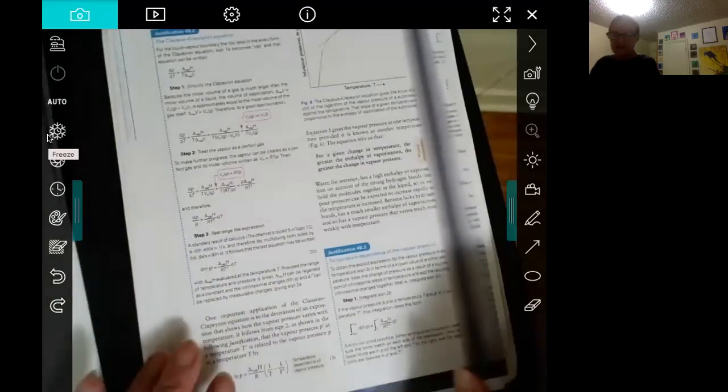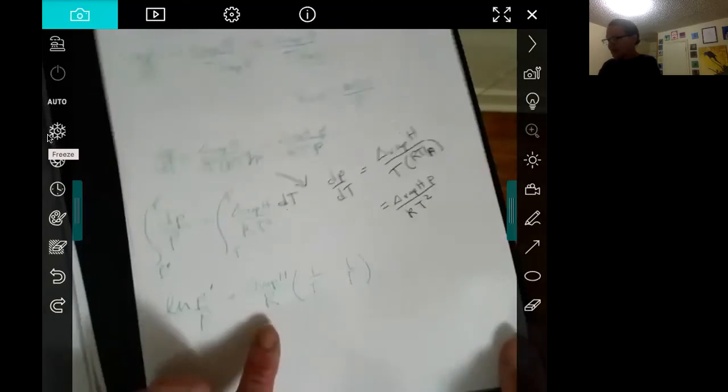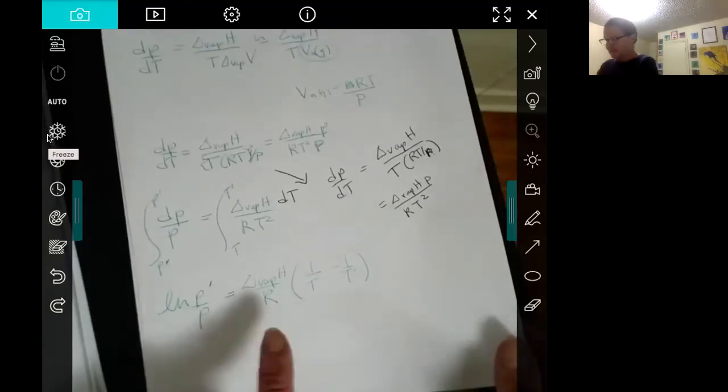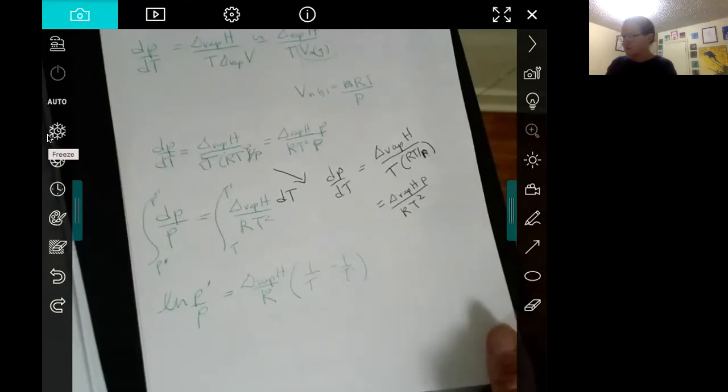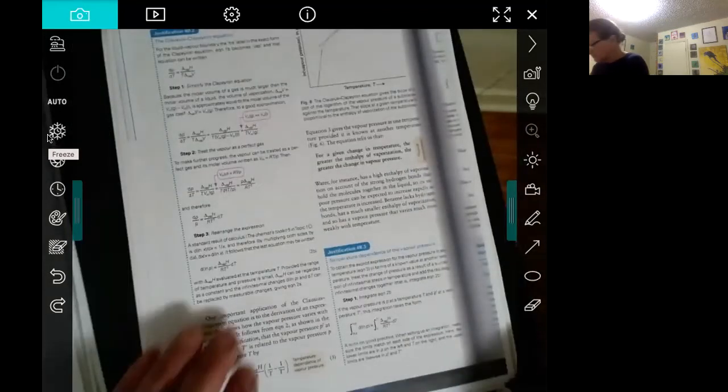That's the derivation that we just went through. And then it just reminds us that vapor pressure always increases with temperature. And so for a given temperature change, the greater the enthalpy of vaporization, the greater the change in vapor pressure. So that's exactly what it's saying, that the vapor pressure change is proportional to the delta H of vaporization. So that's finishing the derivation I just did.